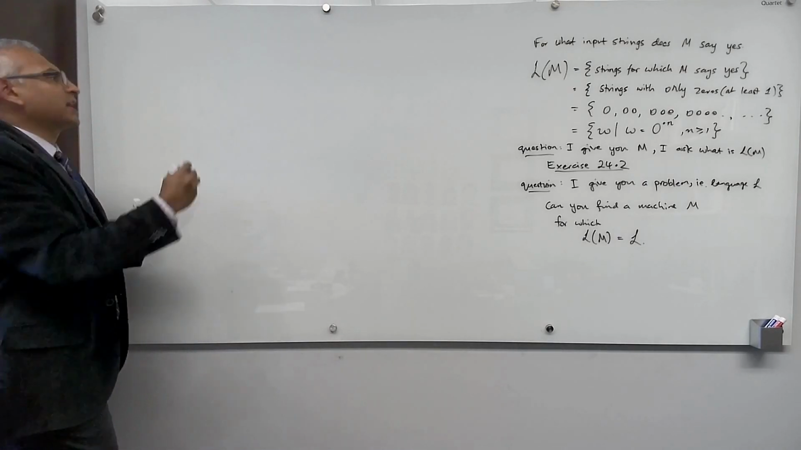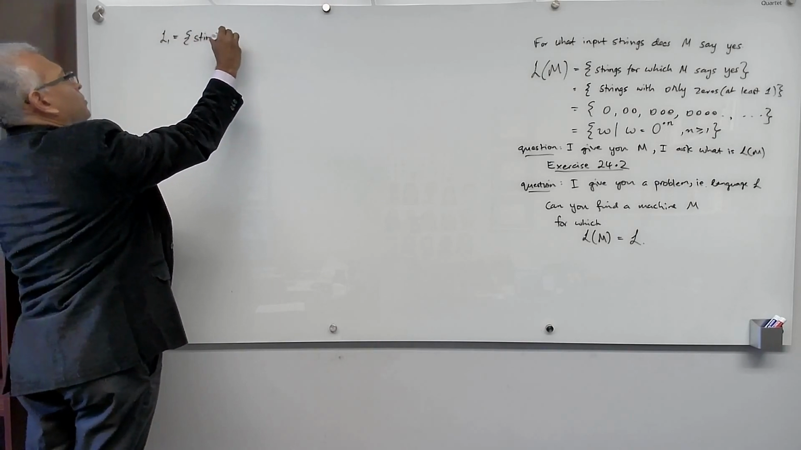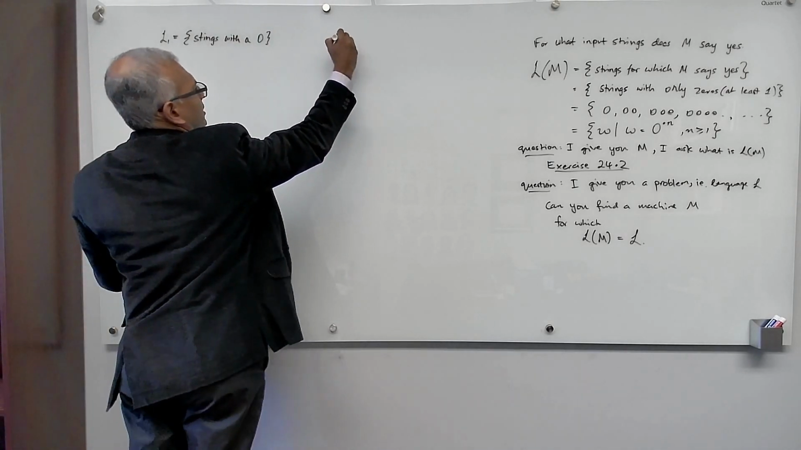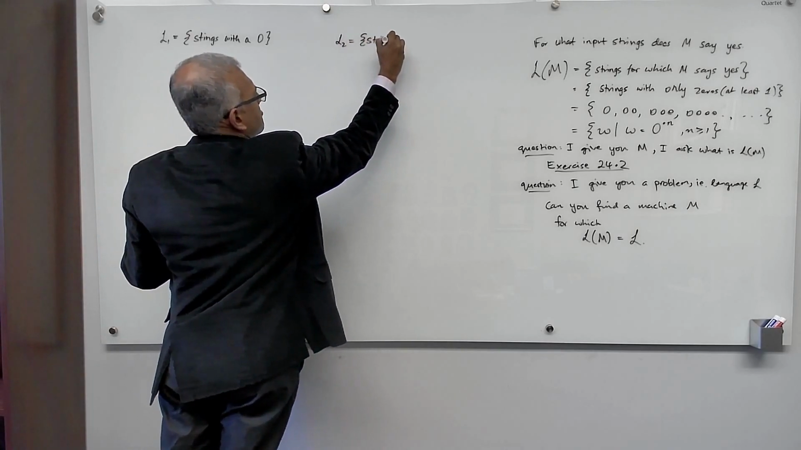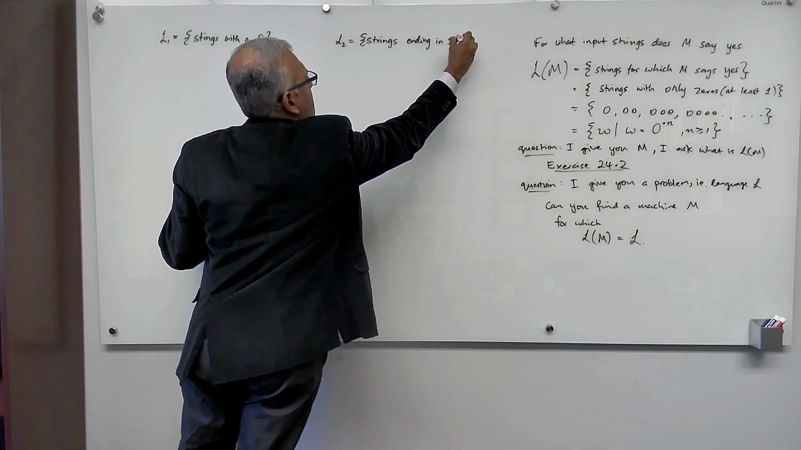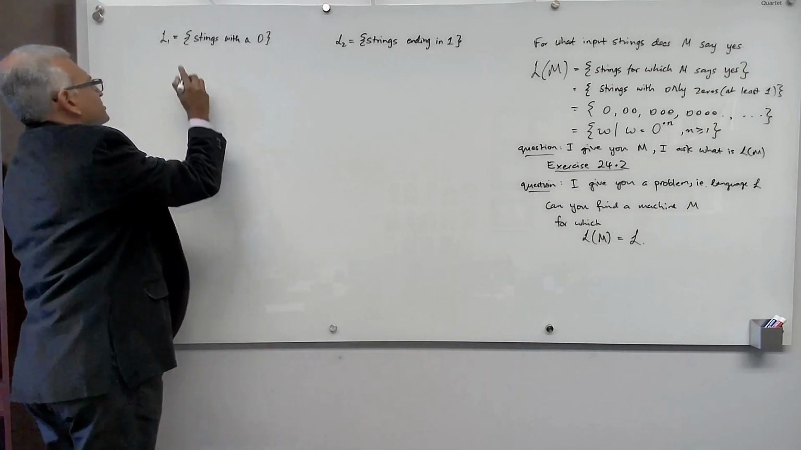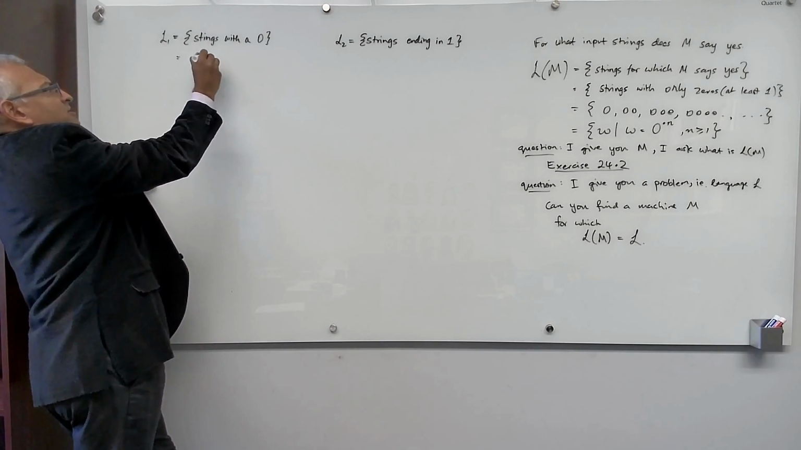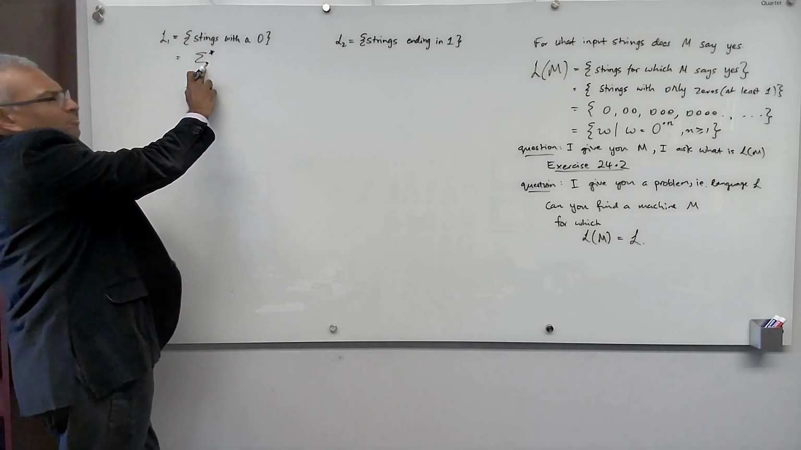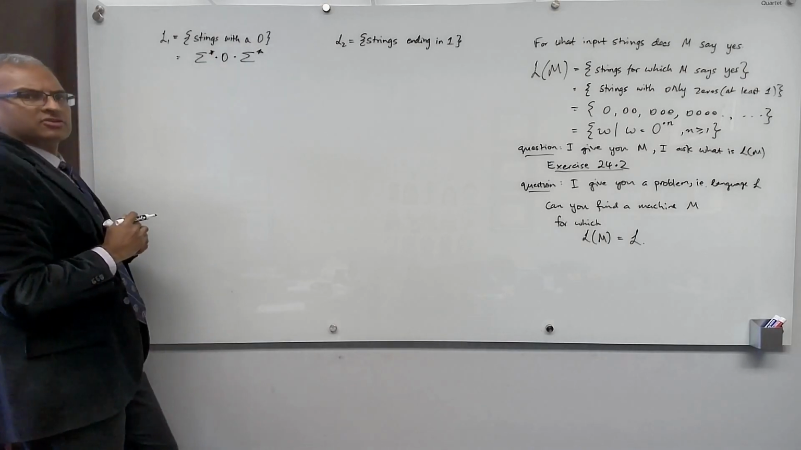Okay, so let me specify two languages. L1 equals strings with a 0. So they could have more than one 0, but they have at least one 0. And L2 is strings ending in 1. Okay, so let me show you that I can represent both of these with regular expressions. So this is strings with a 0 is sigma star. Remember what sigma is. Sigma is the alphabet 0, 1, and then the star takes all concatenation. So this is all possible binary strings followed by a 0 followed by sigma star. Okay, so that's as a regular expression.